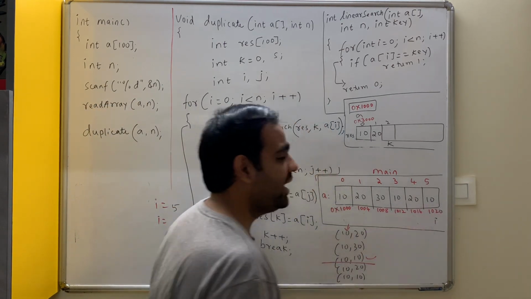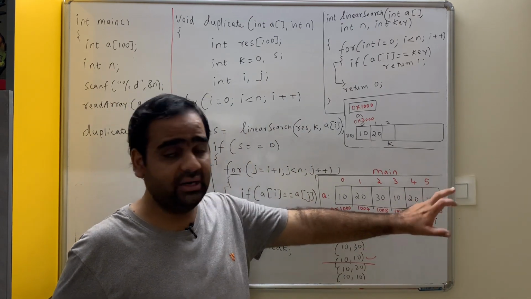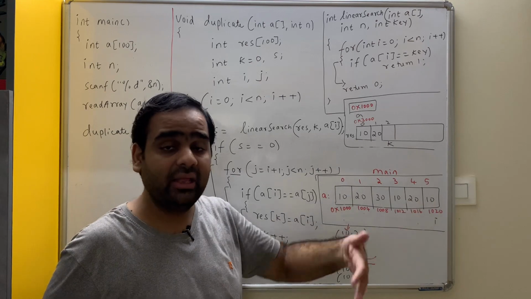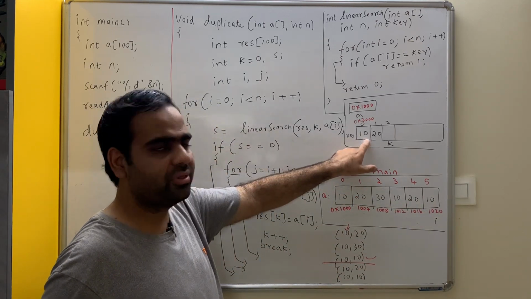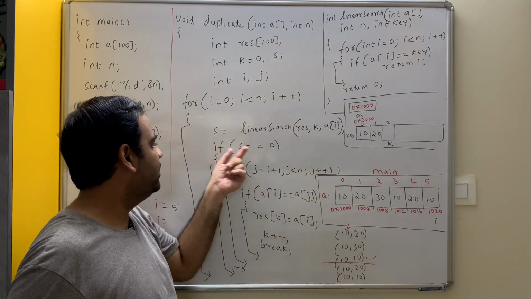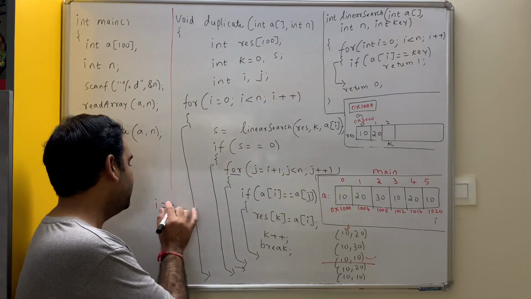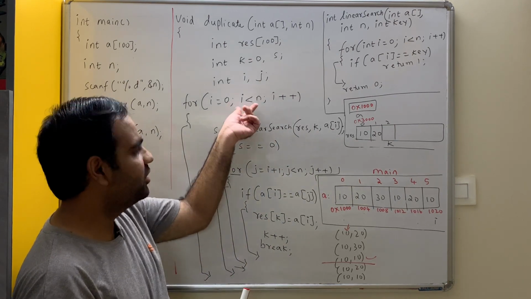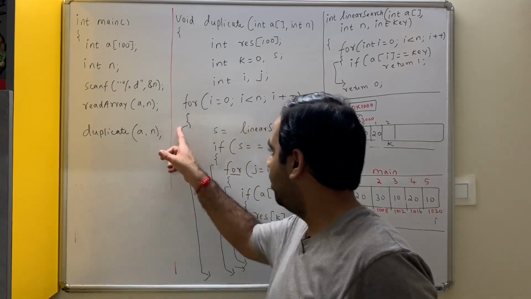Now before I search all the pairs, I need to check whether 10 is already marked duplicate. Again you do linear search. Is 10 present in this array? Yes. This function will return the answer as 1. 1 equal 0 is false. You come out of this loop. Again you say I plus plus, the value of I will be 6. 6 less than 6 is false. You come out of this for loop as well.